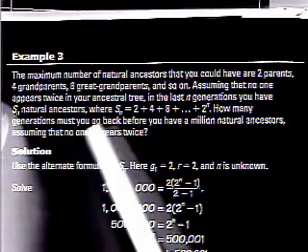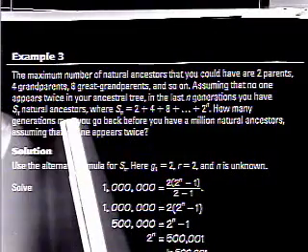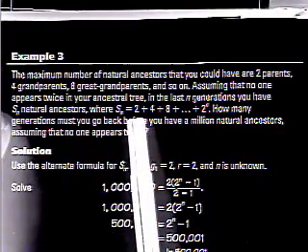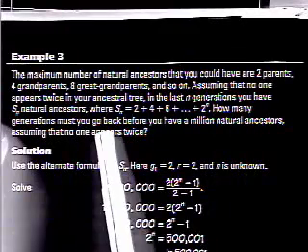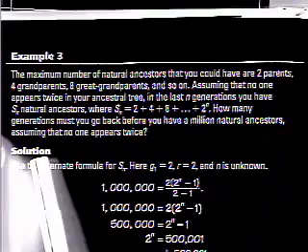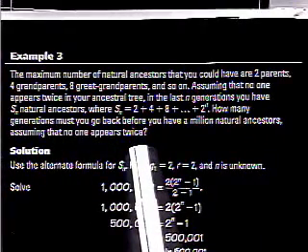So it says, in the last n generations, you have S sub n natural ancestors, where S sub n, capital S standing for sum, is 2 plus 4 plus 8 all the way up to 2 to the n. How many generations must you go back before you have 1 million natural ancestors? Assuming, once again, no one appears twice in the good old family tree.